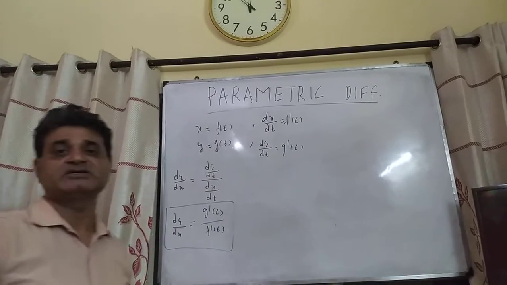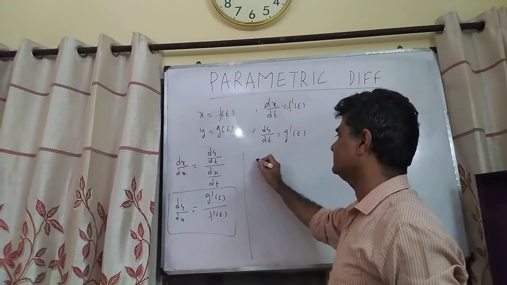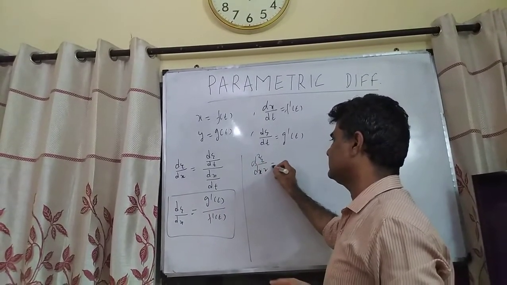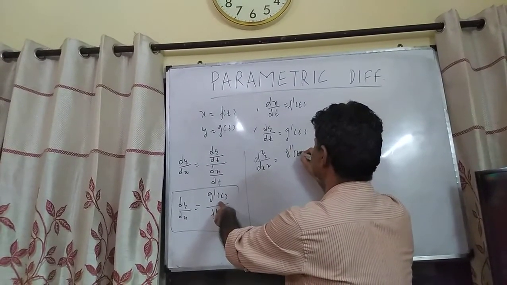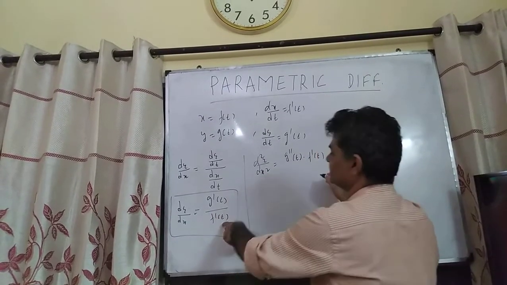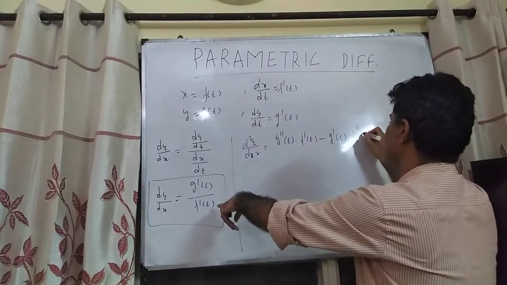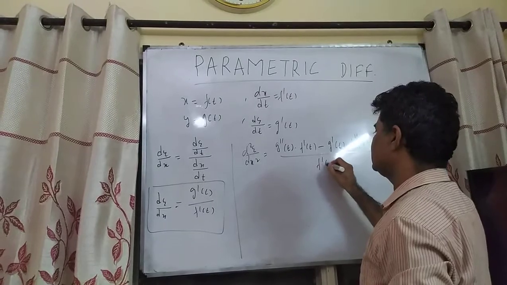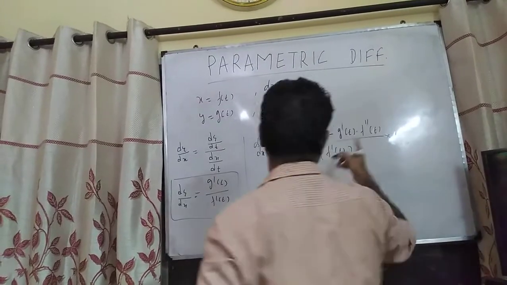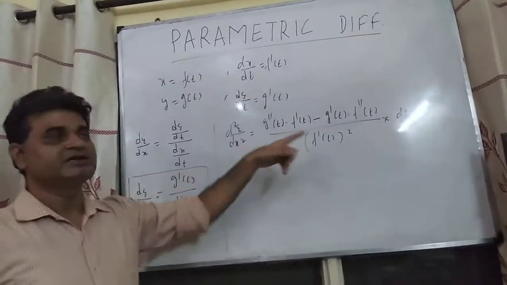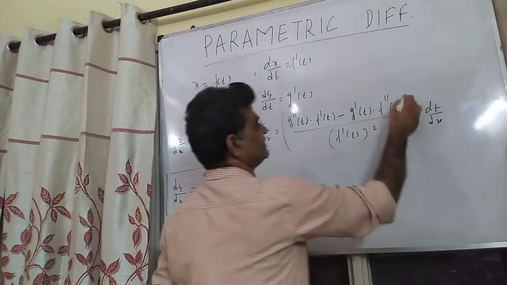Now we can find the double differentiation also. For double differentiation, we are once again differentiating. This will be d square y upon dx square. This will be equal to, now we will use the quotient formula. This will be the differentiation of the numerator, and the denominator will remain the same, minus the numerator as it is, and the denominator will be differentiated, divided by f dash t whole square, into dt by dx, because we are differentiating with respect to t. So this is the procedure of finding the second derivative of a parametric differentiation. So you have to find this and dt by dx.